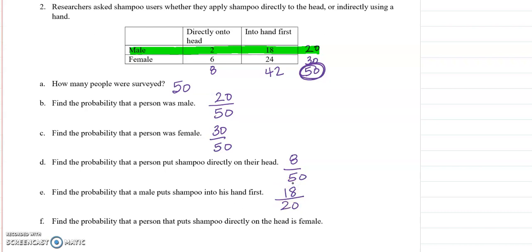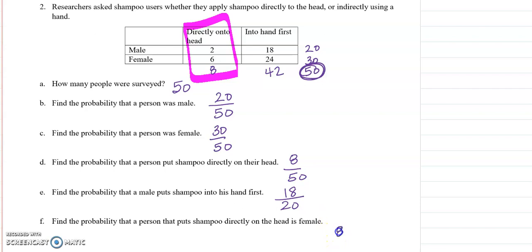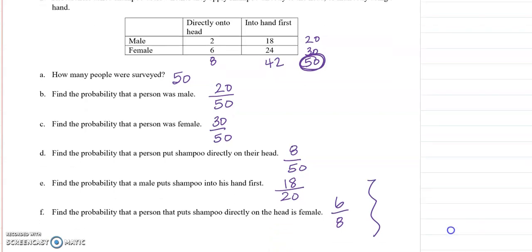Letter F, find the probability that a person that put shampoo directly on the head is female. This time you're looking at a column, because we know that the person put shampoo directly onto their head. And of those people, 6 of them are female. This is what we call conditional probability, these questions right here, where there's a condition that has to be met first. In letter E, the condition was the person was male. In letter F, it's that the person puts shampoo directly on their head. So there's some criteria that you have to meet first before you can even deal with any of the numbers.